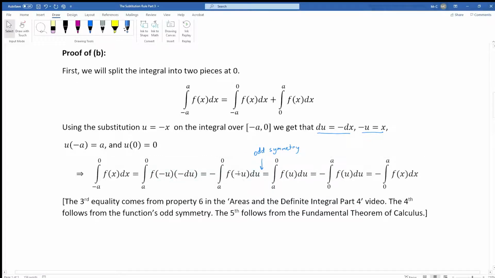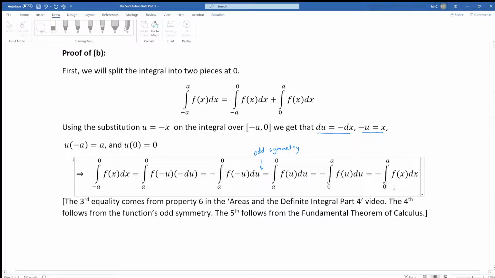So I use the odd symmetry here to make f of negative u equal to negative f of u, and that canceled this negative out. And now I can use a property from Calc 1 that if we flip the bounds of our integral, the integral becomes negative. So now this is negative the integral from 0 to a of f of u du. Now, of course, these two integrals, if you evaluate them with the fundamental theorem of calculus, are exactly the same thing. Doesn't matter if we call this u and du or x and dx. That doesn't change anything.